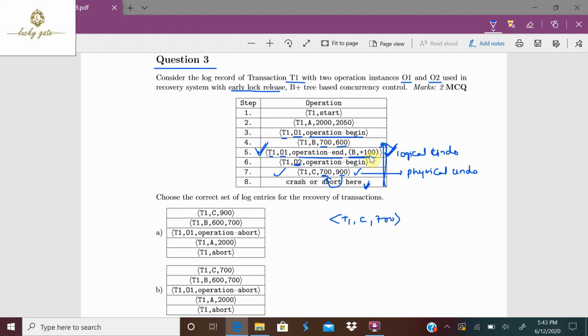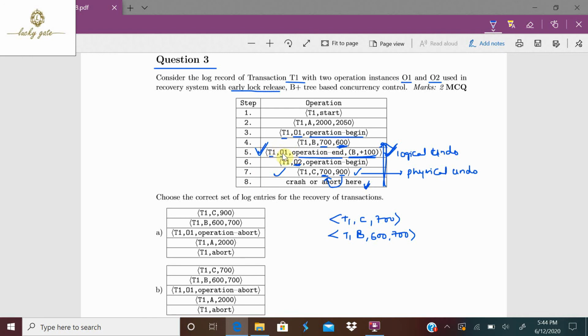What will logical undo do? Now it has to add 100 to B. Now what is the current value of B? 600. Now adding 100 to B makes the value of B to be 700. This requires writing one update log T1 changing the value of B. The current value of B is 600 before recovery, and it is compensated with undo information plus 100. After plus 100 it is going to become 700. This log record is to be placed in the set of log records during recovery.